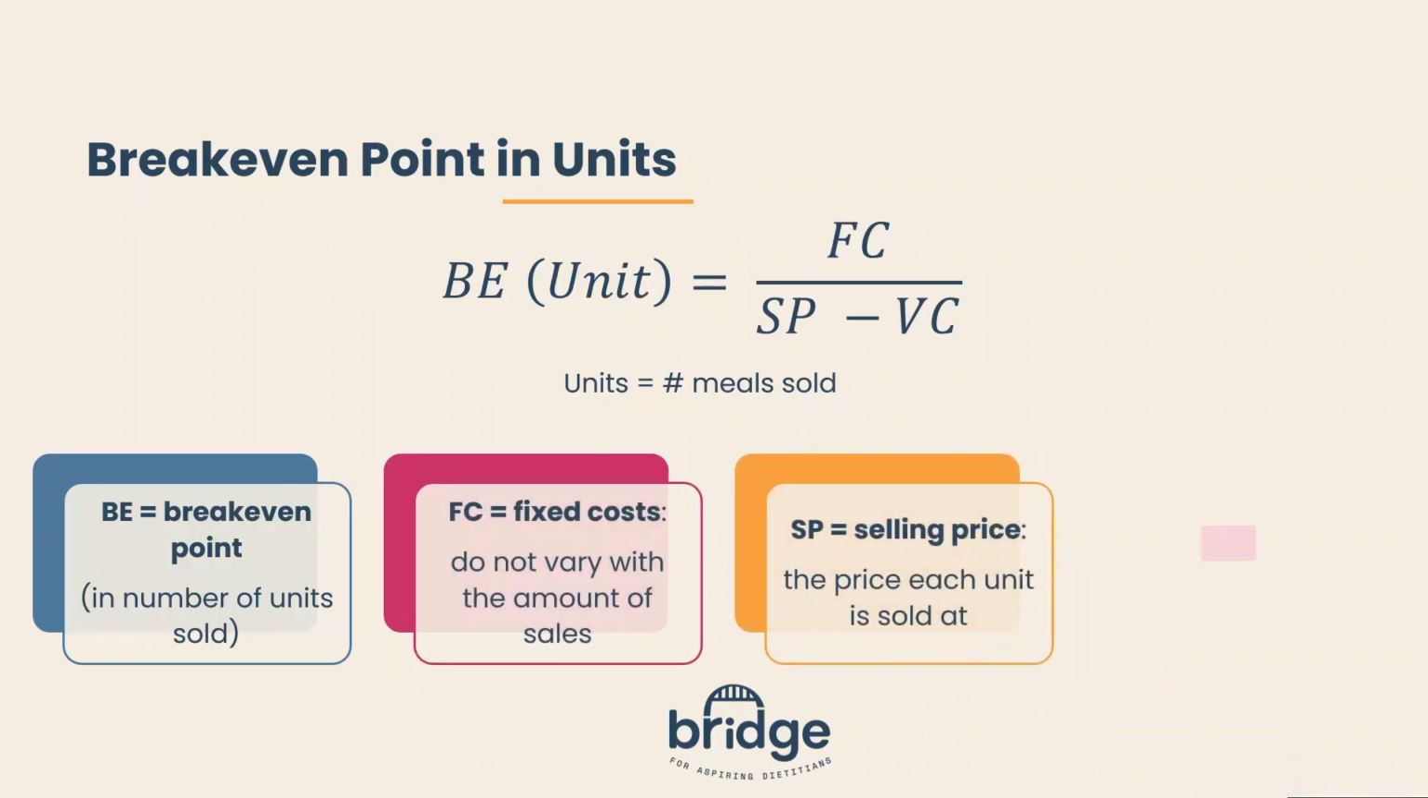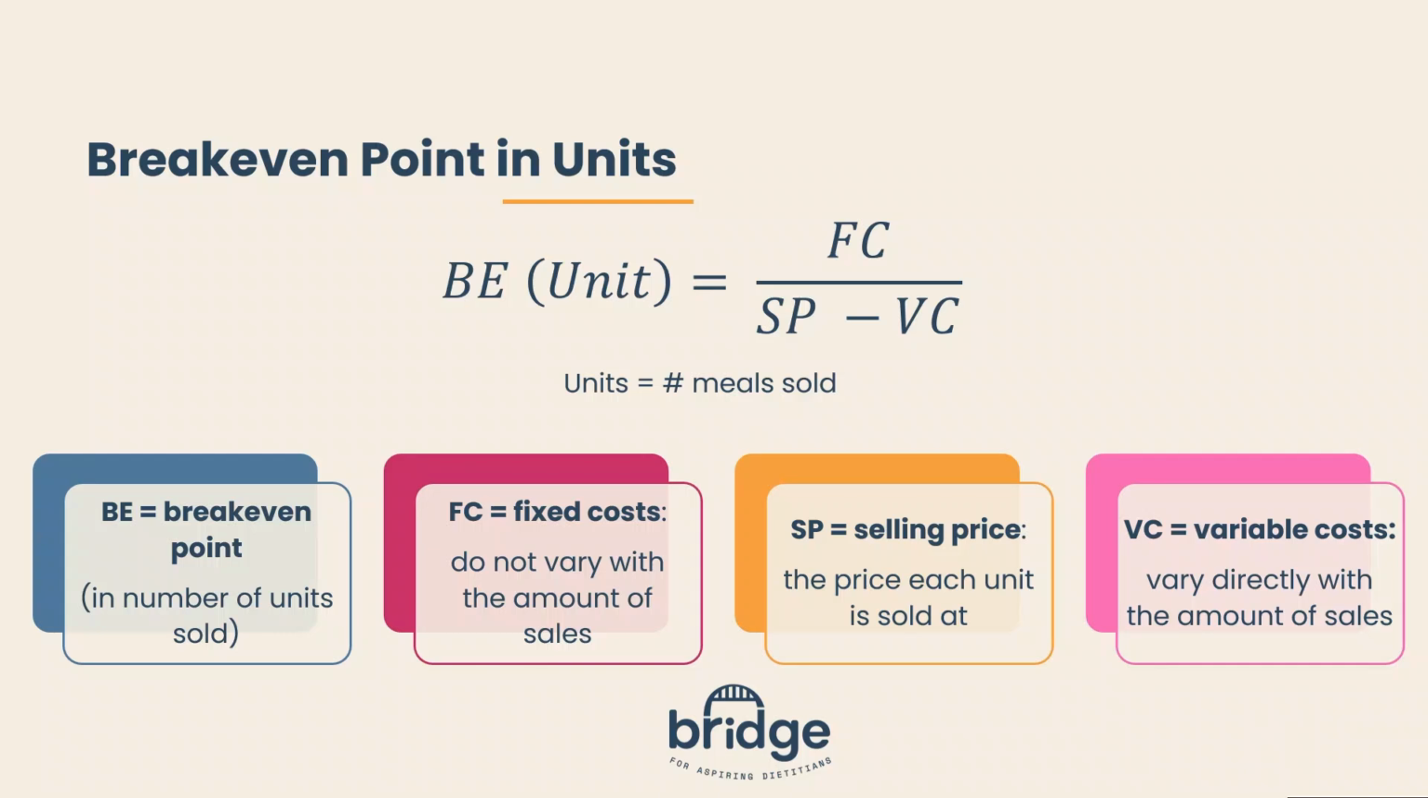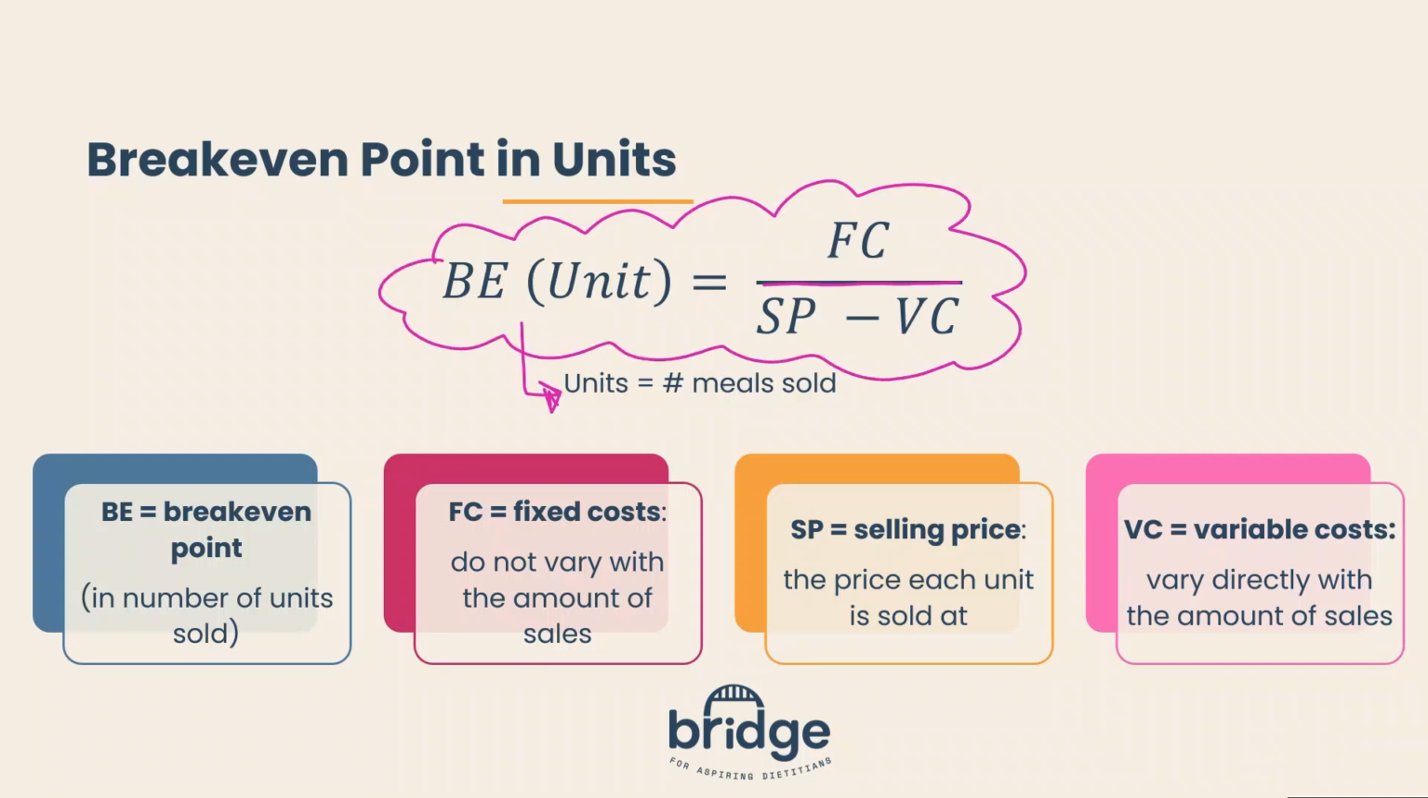The break-even point in units tells us how many individual items we need to sell to fully cover our costs. And the formula here is a little bit weird. Break-even in units is equal to your fixed costs divided by the difference between selling price and variable costs. And I'm sorry to say, but if you want to get these questions right on the RD exam, this right here is an equation that you'll need to memorize. But I can make that easier by breaking down each part.